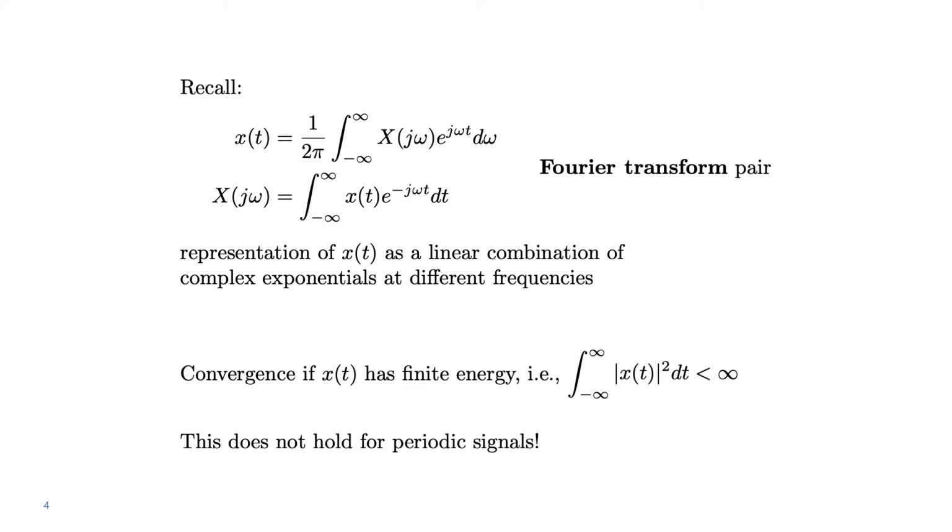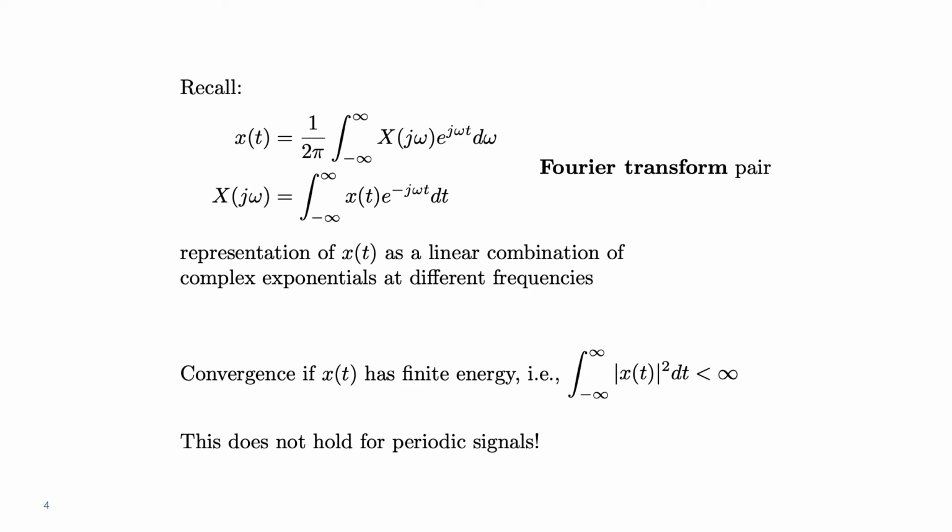And how to determine the Fourier transform? It's a similar formula. So X(j omega) is the integral of x(t) e^(-j omega t) dt. So the Fourier transform, once again, is a representation of a signal x(t) as a linear combination of complex exponentials at different frequencies.